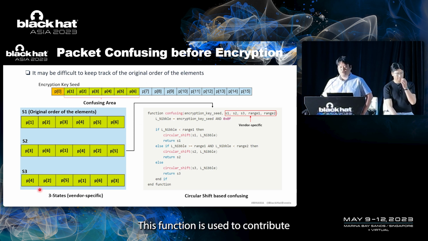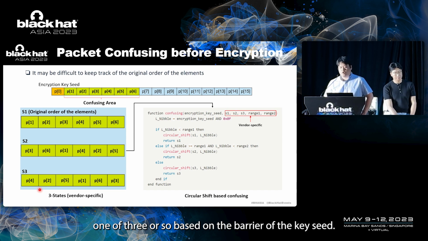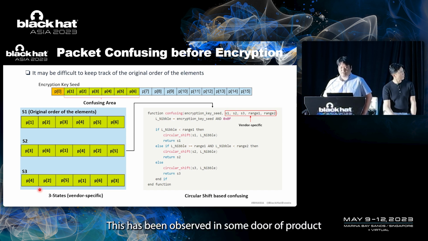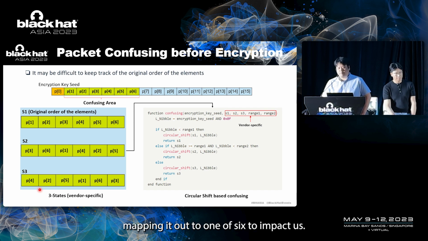This function is used to compute the pattern of input data by applying a rotation of one of three arrays based on the value of the key seed. This has been observed in some doorlock products that use the AES cipher. Although this function is limited to mapping to one of 16 patterns, the selected array is randomly transformed based on the value. This makes it harder for attackers to reverse engineer the original data.